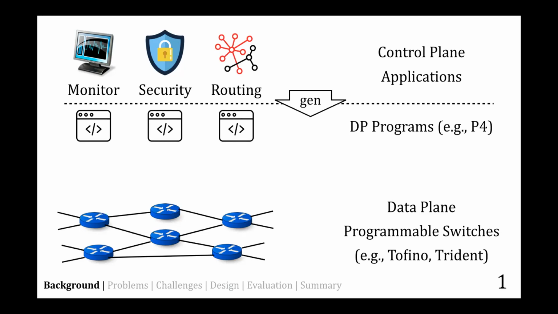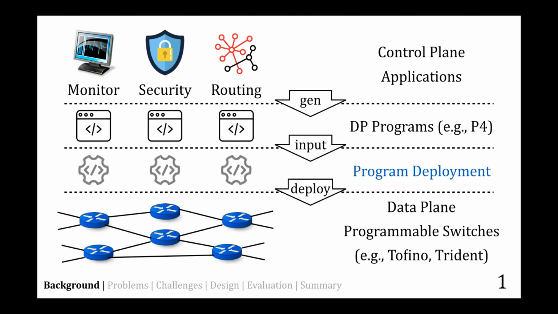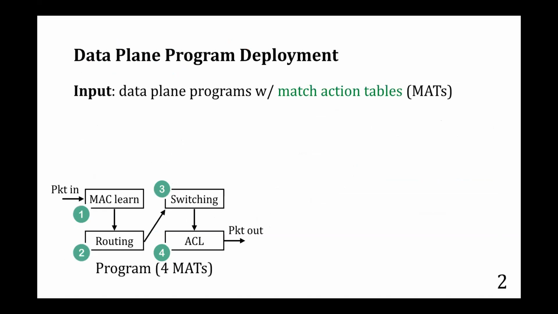These applications typically install their configurations on underlying switches via data plane program deployment. Specifically, they generate their data plane programs, like P4 programs, that describe their logic for packet processing. Next, the data plane programs are input to a deployment system, such as a switch compiler, that executes program deployment to transform these programs into switch configurations and install these configurations on target switches. So this paper focuses on data plane program deployment.